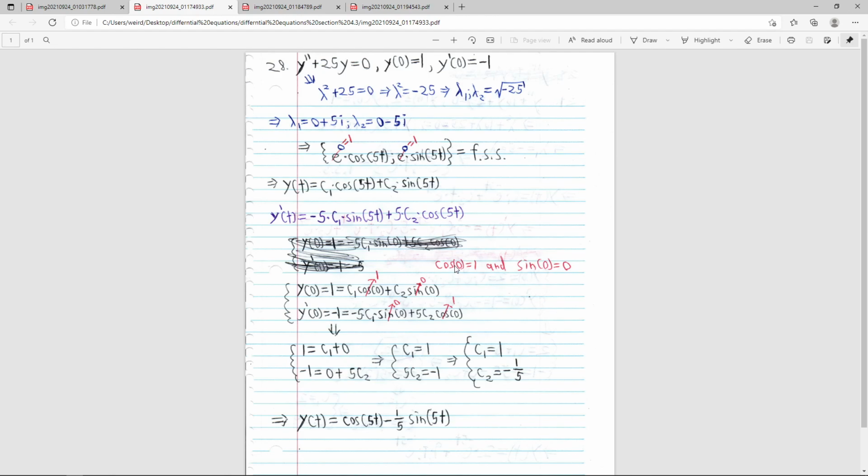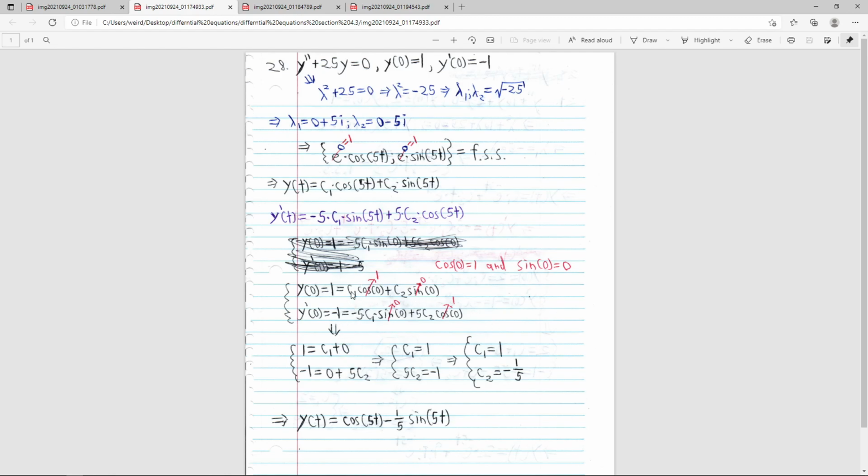And cosine of 0 equals 1 and sine of 0 equals 0, so this will be very quick to do because of that. And we find that it's actually very quick to solve. I set it up like this with them both next to each other so you can solve them. y of 0 equals 1 and y prime of 0 equals negative 1. And we plug in the values of 0 for all of them.